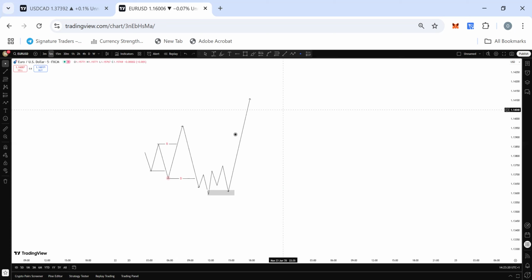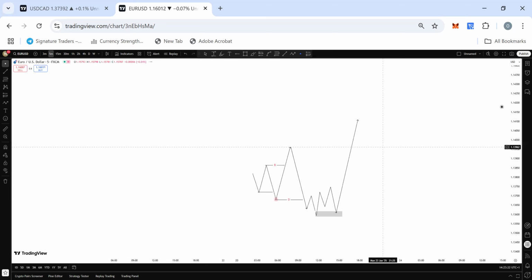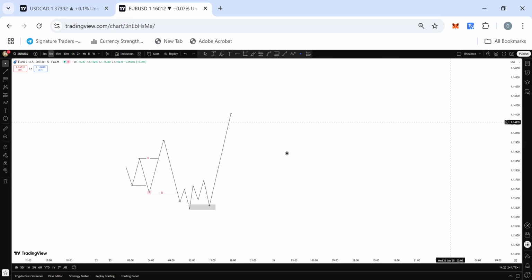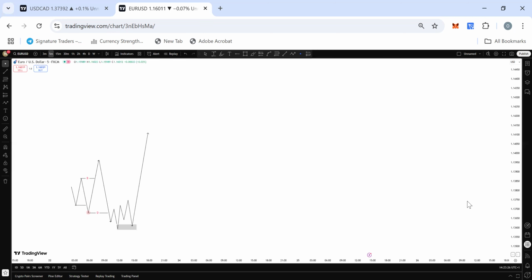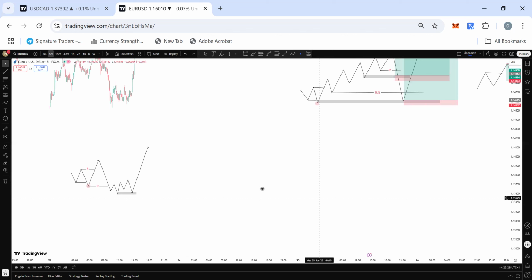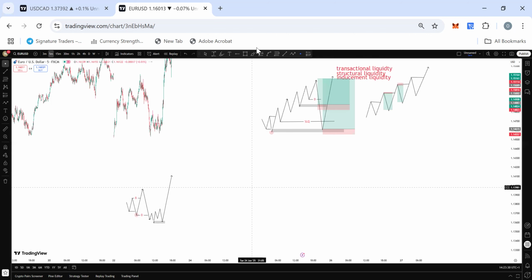I believe I've actually explained the three liquidities we have, which are transactional liquidity, structural liquidity, and inducement liquidity. So take note of these three liquidities I just mentioned. Now let's go to the real market chart and actually see more on these things.